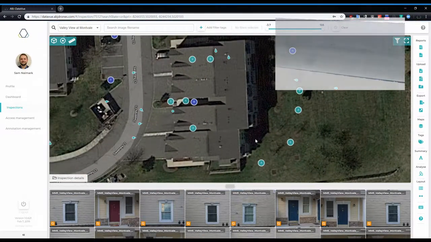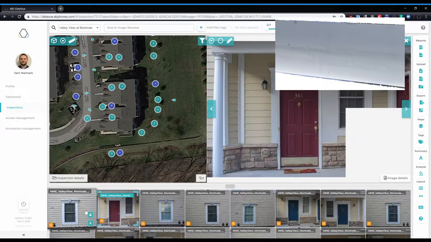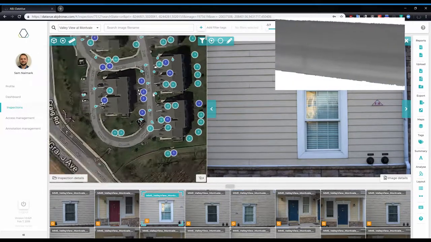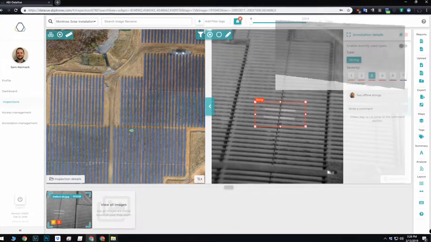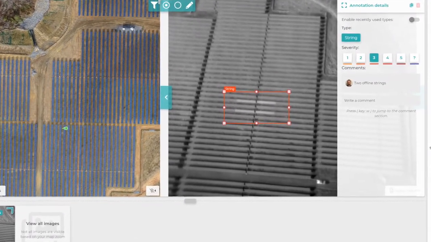DataVue understands that you need to see the most severe issues first. Images highlighting asset defects are given a higher level of severity, allowing you to keep your focus on the most urgent situations and reduce overall repair costs and defective assets.